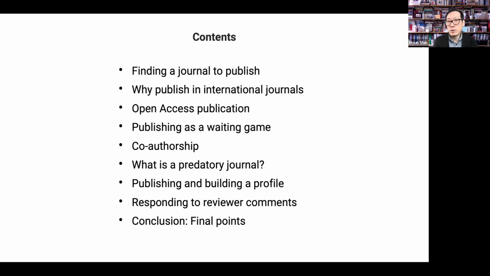So we'll start by looking at finding a journal to publish, why publish in international journals, and open access publication. Then we move on to subsequent topics such as thinking about co-authorship. You may have heard about predatory journals, and it'll be helpful to briefly discuss what they are, and also publishing and building a profile, responding to reviewer comments, and a few final points to take away. I'll try to cover the first half, and Jonathan will be covering the second half.